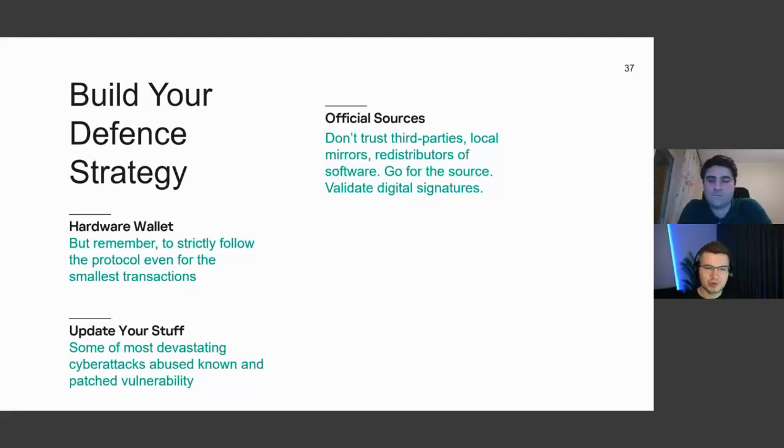So don't trust third-party sources, or if you do, you must be technical enough to validate the digital signature before running an installer. The installer must contain a digital signature. It must be trusted, validated, and only then can you use it if you are going to use a third party. Otherwise, don't even start.